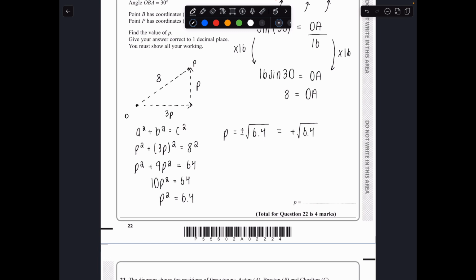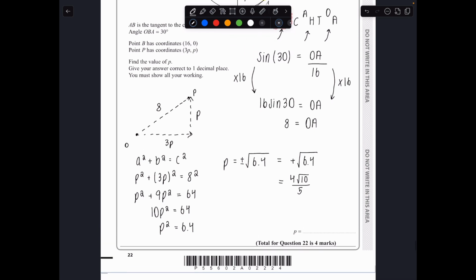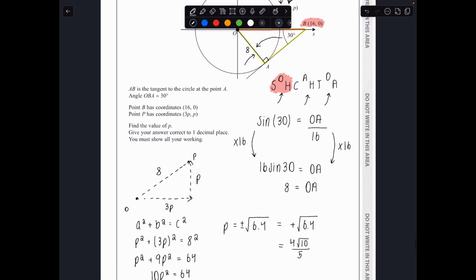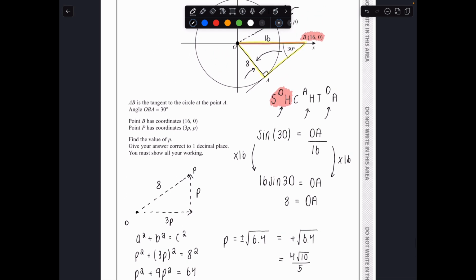So what is the square root of 6.4? The square root of 6.4 is quite a large decimal, but we'll just write it in a simple form. So if we put that into our calculator, we get 4 root 10 over 5. By not rounding early on, we get to keep a nice number. So now, in this case, we've found out our value for p, haven't we? And it's 4 root 10 over 5. So is that our final answer?